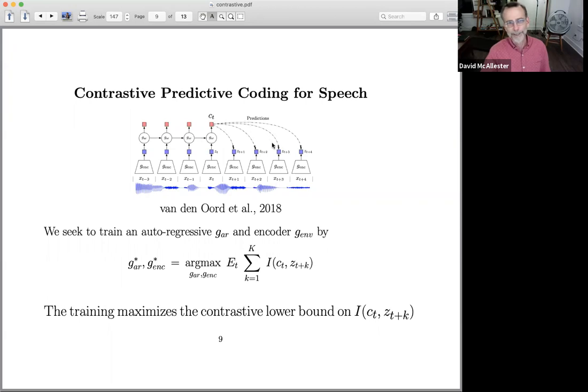So the contrastive objective function is going to take this CT and a bunch of Z's. One of them is this one, but others are just drawn randomly from the marginal on the Z. And the contrastive task is to tell which one of the Z's was paired with this CT. I'm just reviewing the contrastive task. So you're optimizing the autoregressive network and the encoder network to maximize a sum over some number of steps into the future of the mutual information of this with that statement in the future.